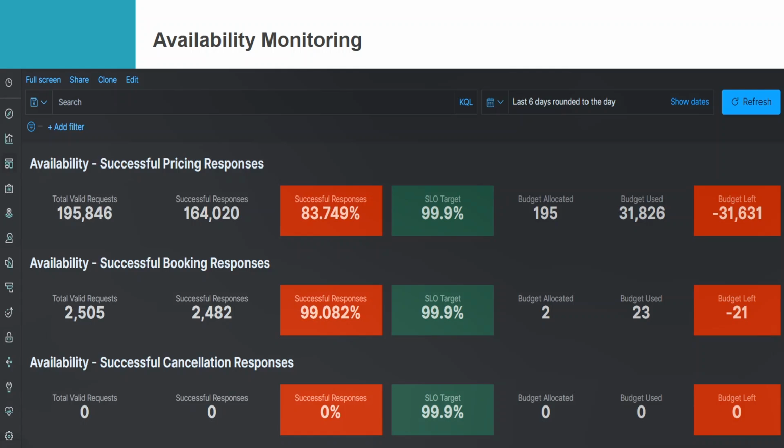responses can fail. But what happened? 195 minus 164 leads to 31,000 requests that failed. So we exceeded the error budget. This is a serious issue, and we need to take care.